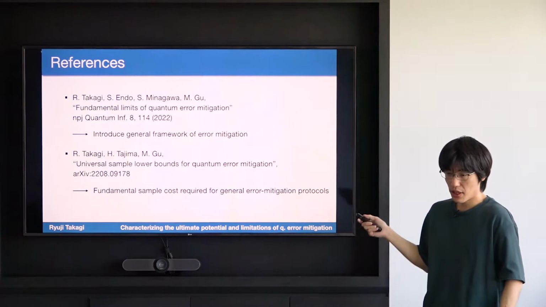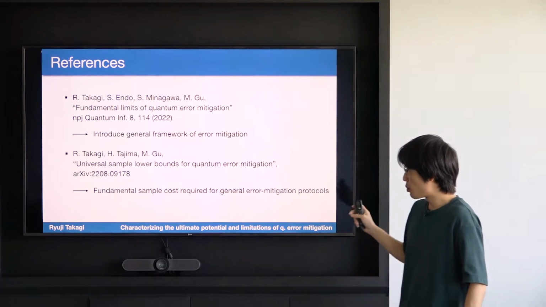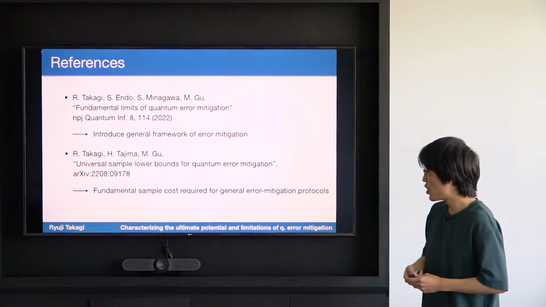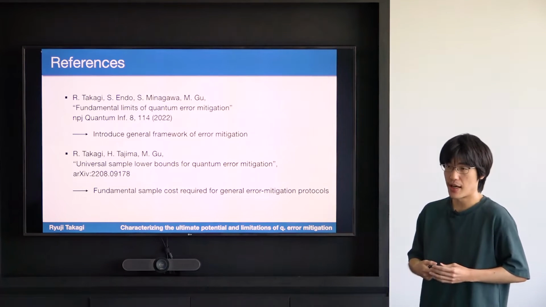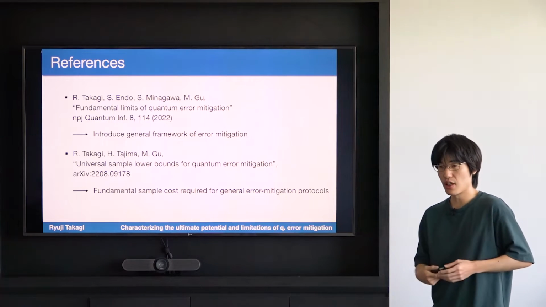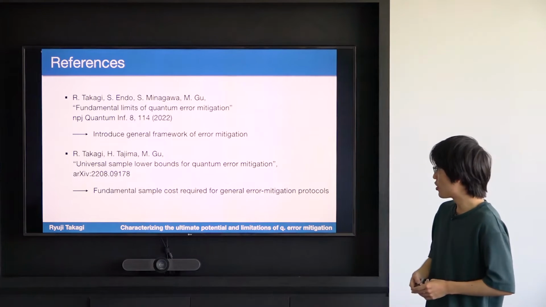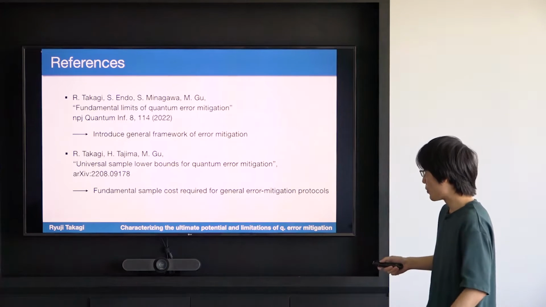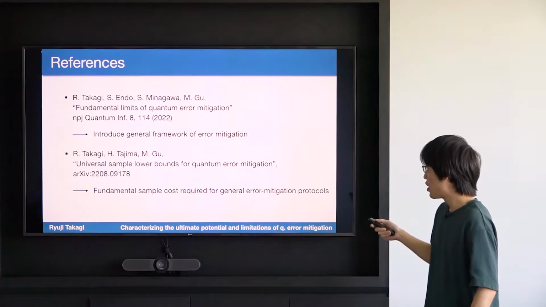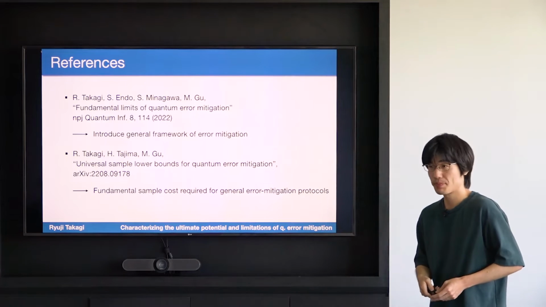And in the second one, we talk about the very important figure of merit that people should think about in error mitigation, which is the sample cost, which is the number of times that you need to run the NISQ devices to get some computational accuracy. And we get some fundamental sample cost that is required for general error mitigation protocols.